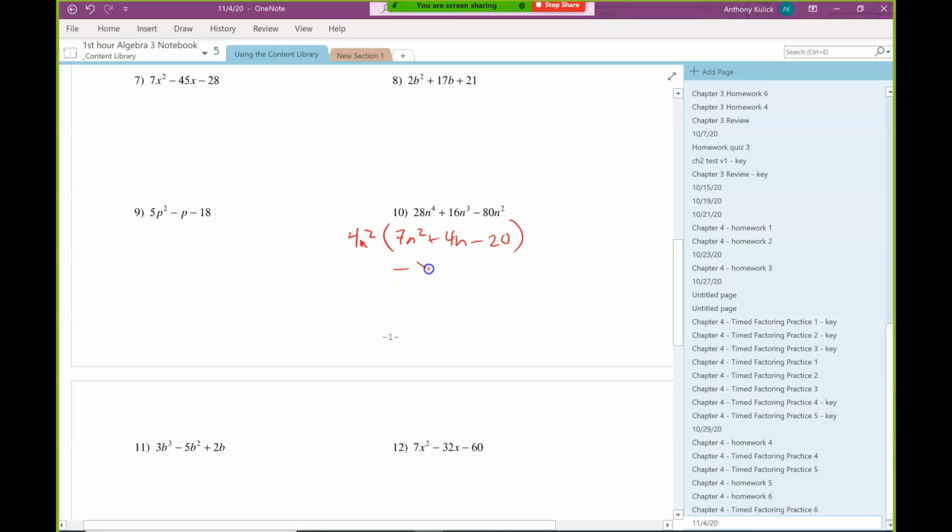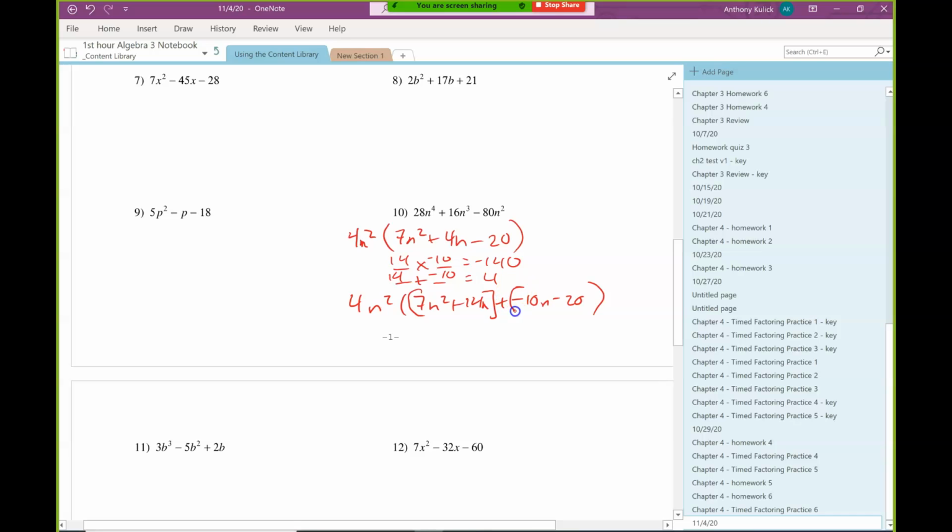And then I need to find the two numbers that multiply to give me -140 and add to give me +4. Well, that's 14 and -10. We'll do that. Is that okay so far, Megan? Okay. So I'll rewrite that then as 7n squared plus 14n, and then plus a -10n minus 20.